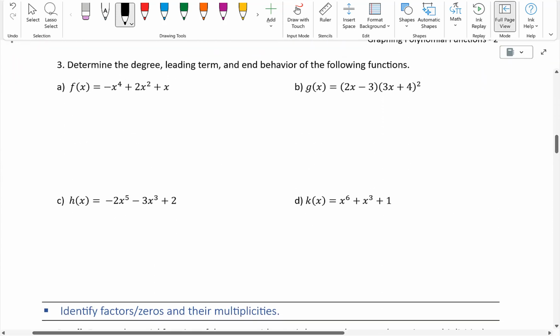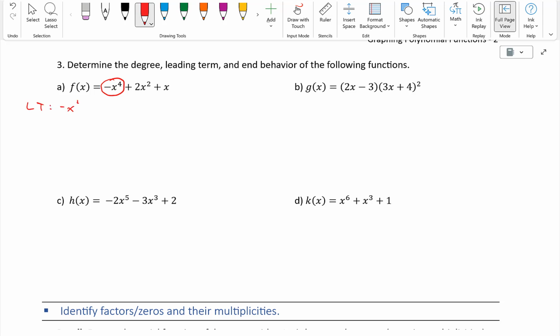So we want to determine degree, leading term, and end behavior for the following functions. For f of x, we can see that the leading term is a minus x to the fourth, which gives us the two things we need to determine the rest. Our degree is 4, and our leading coefficient is minus 1, so less than 0. For a degree 4, we can draw the picture first, that's maybe easier, and then attach the limits to it.